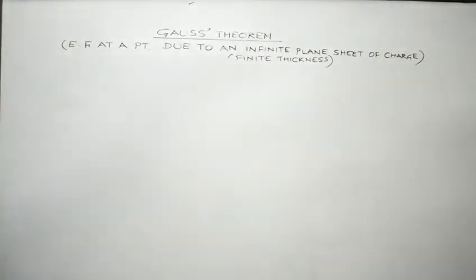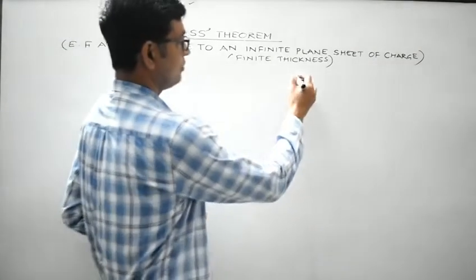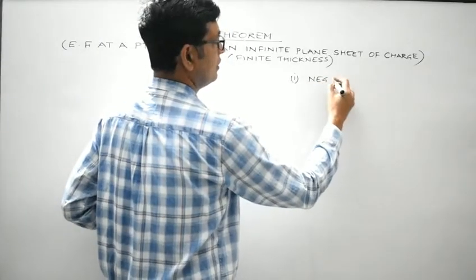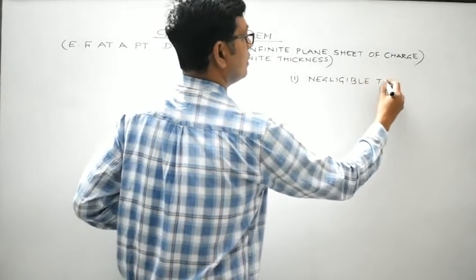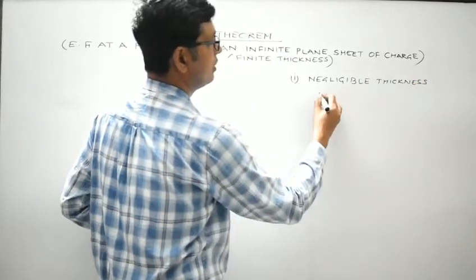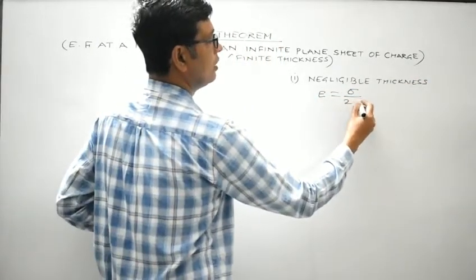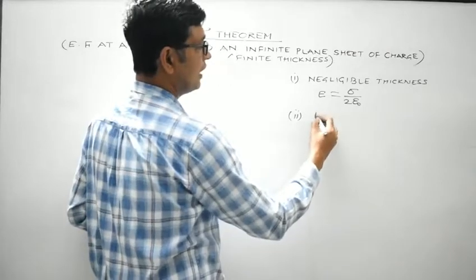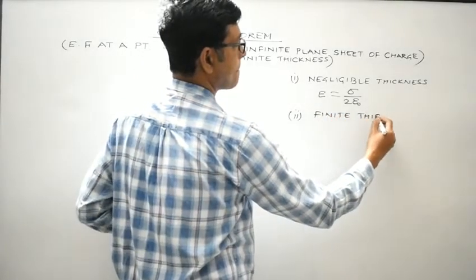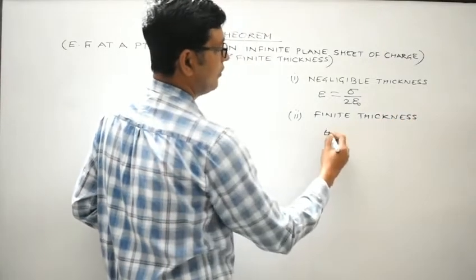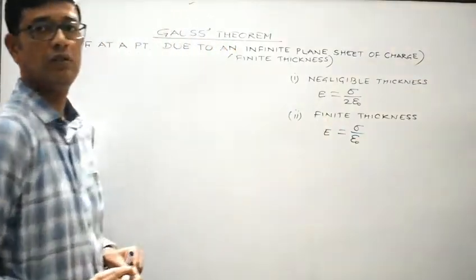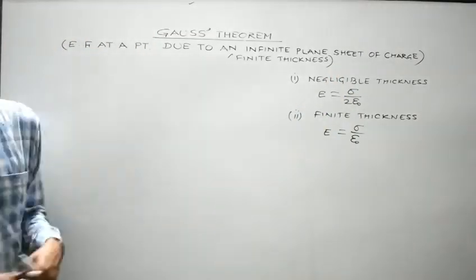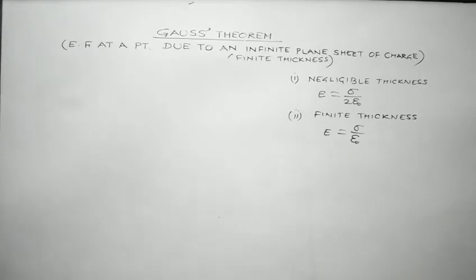I'll repeat this observation. Look, for an infinite plane sheet of charge of negligible thickness, the electric field is given by sigma by 2 epsilon. And in case of an infinite plane sheet of charge having finite thickness, the electric field is given by sigma by epsilon. So please do remember these 2 formulas, right? There are several other cases as well. There are certain sub cases which we will discuss right now.